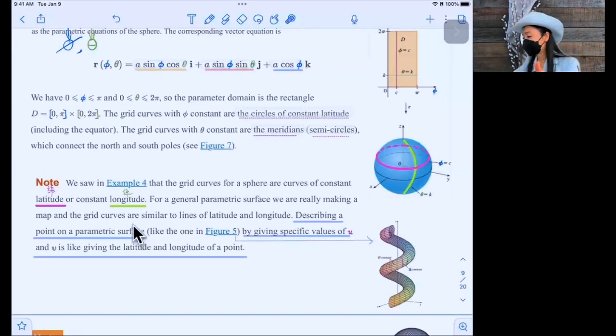I want someone to read this note right here. Who wants to read this? Kenny, you read this note from here to here.